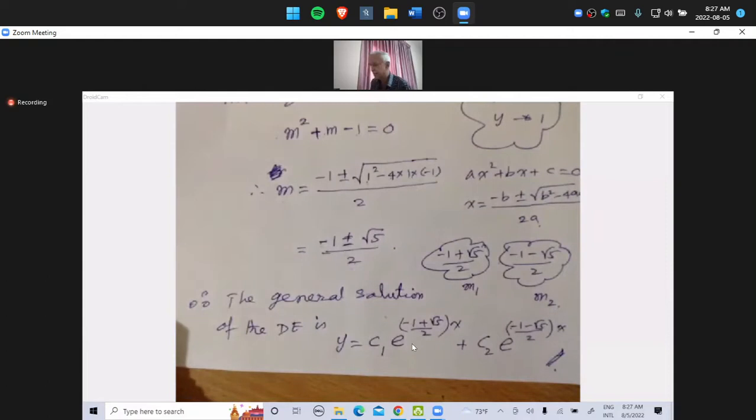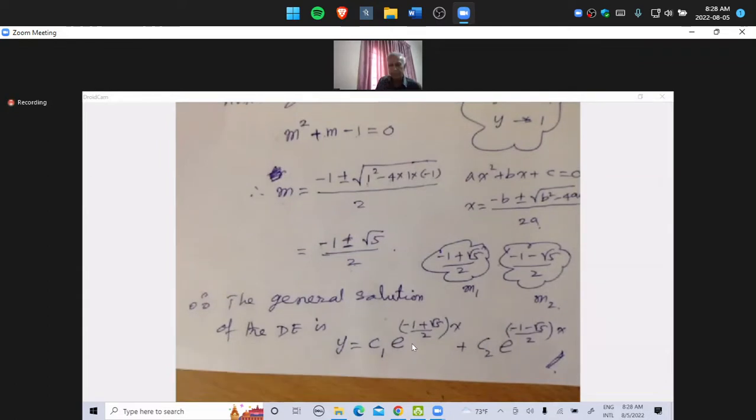If you know two solutions are linearly independent, we can write down the general solution by y equals C1 y1(x) plus C2 y2(x), where y1(x) and y2(x) are two linearly independent solutions. Do you understand it? Any questions? Yes, one.